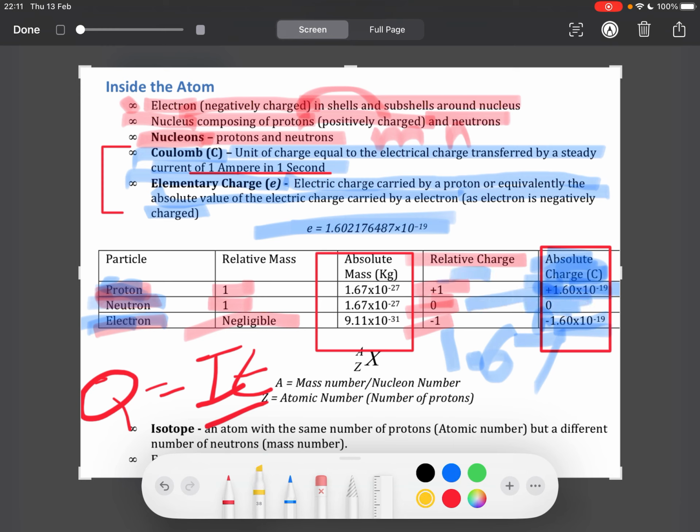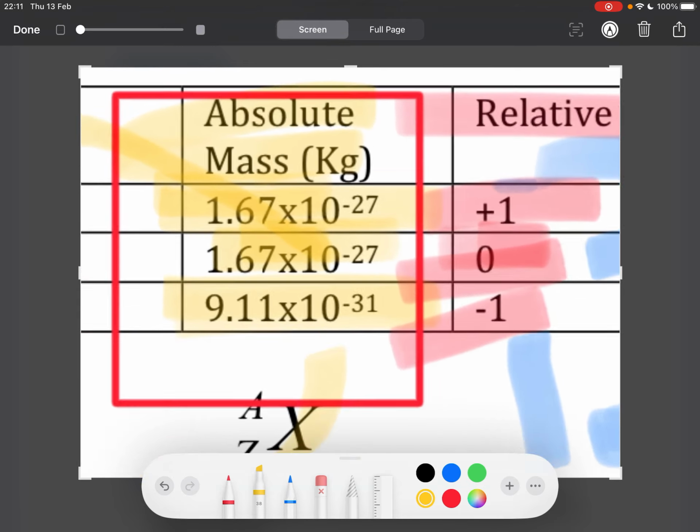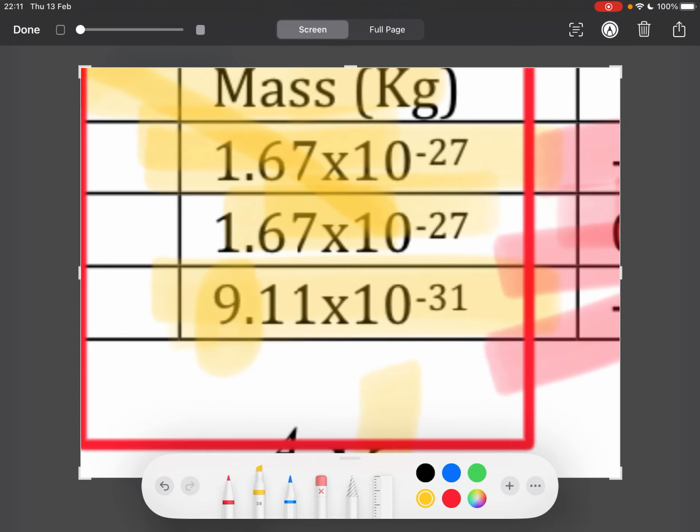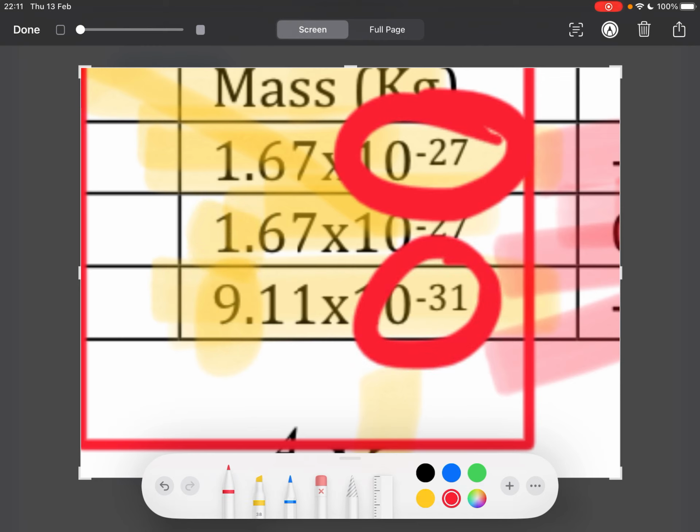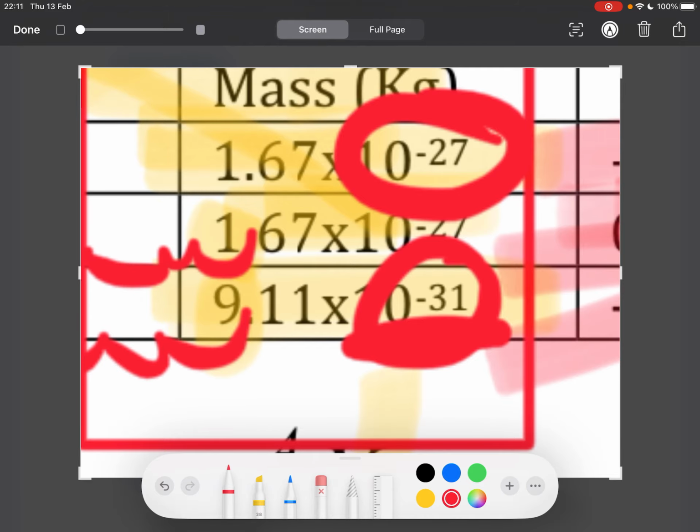And the last thing we'll be covering in this part is the absolute mass. The proton has a mass of 1.67 times 10 to the power of negative 27. The neutron has 1.6 times 10 to the power of negative 27. But the electron has much less, 9.11 times 10 to the power of negative 31. If you ask how much less, look at the powers, negative 31 and negative 27. Negative 31 means it's way smaller. It's going to go 31 places, while this will go only 27. Okay?